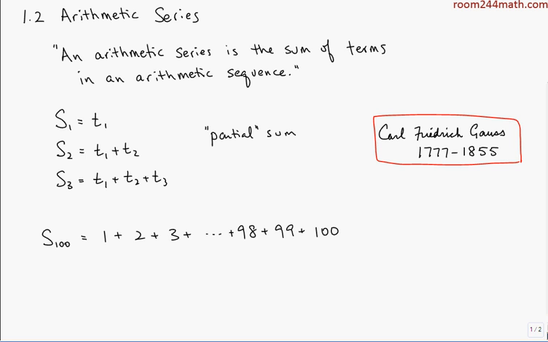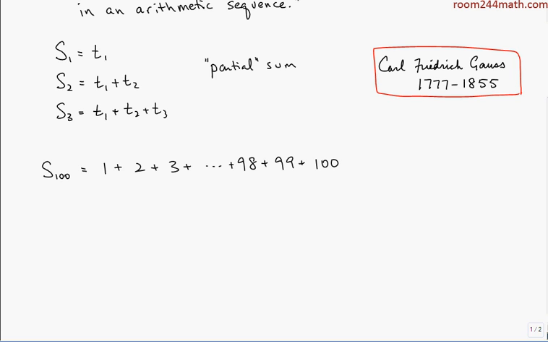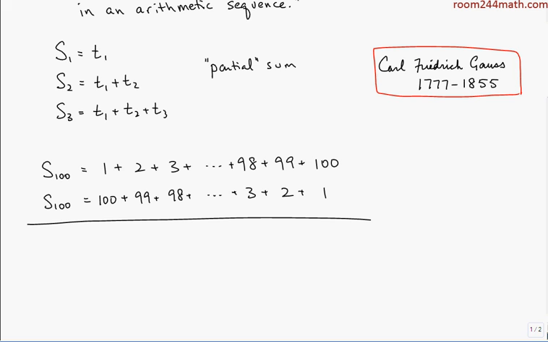Now, instead of matching up pairs, which leads to a problem when there is an odd number of terms, because then you're going to have one term left over and you've got to figure out the number of pairs, and sometimes it can just get a little bit tricky. So in this method, what we're going to do is take S100 and rewrite it, but in the reverse order. So 100 plus 99 plus 98 all the way down to 3 plus 2 plus 1. And now we can match up the terms.